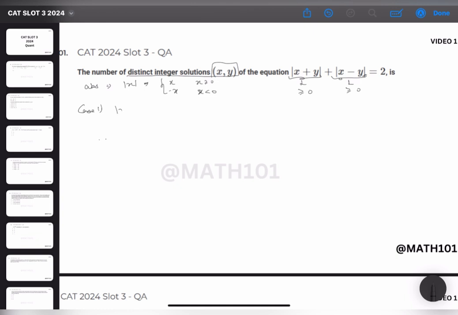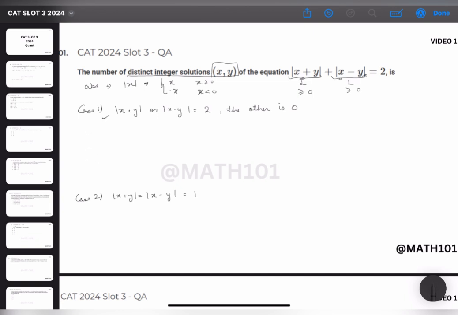Case 1: mod x plus y or mod x minus y, one of these has to be 2, and the other is 0. Case 2 would be both of them equal to 1, because we need the sum of two non-negative integers to be 2. So this is possible only in these conditions. Now we'll solve for these two cases.